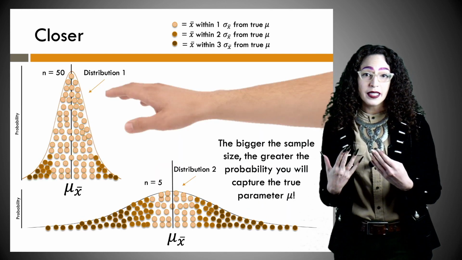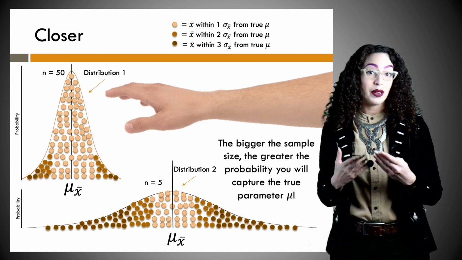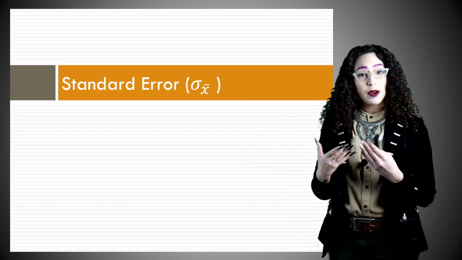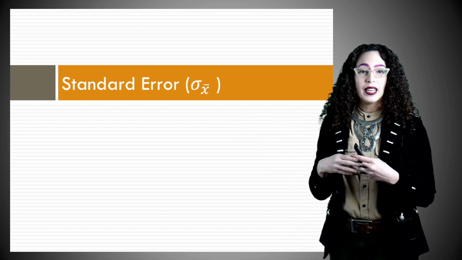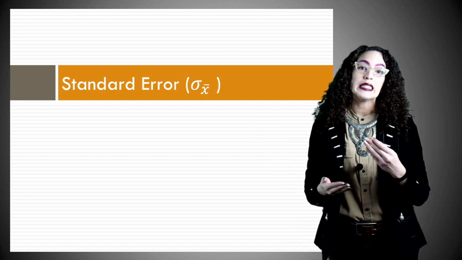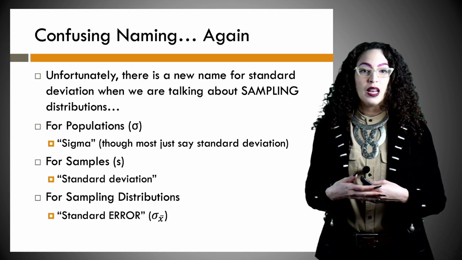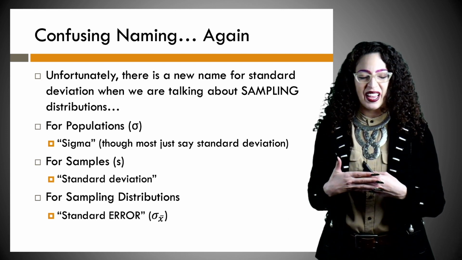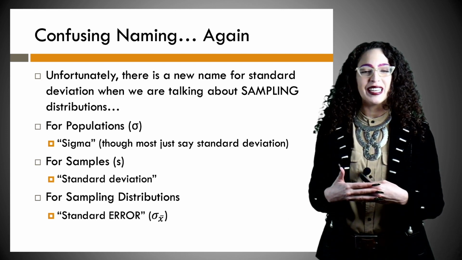So the bigger the sample size, the greater the probability you'll capture the true population parameter mu, which is what we want. Now it's time to properly address this standard error thing I keep referring to. Standard error is basically the standard deviation, but for a sampling distribution. So let's look at it a little bit more in depth. Once again, I apologize on behalf of the statistics community. Good with numbers, bad at naming things.